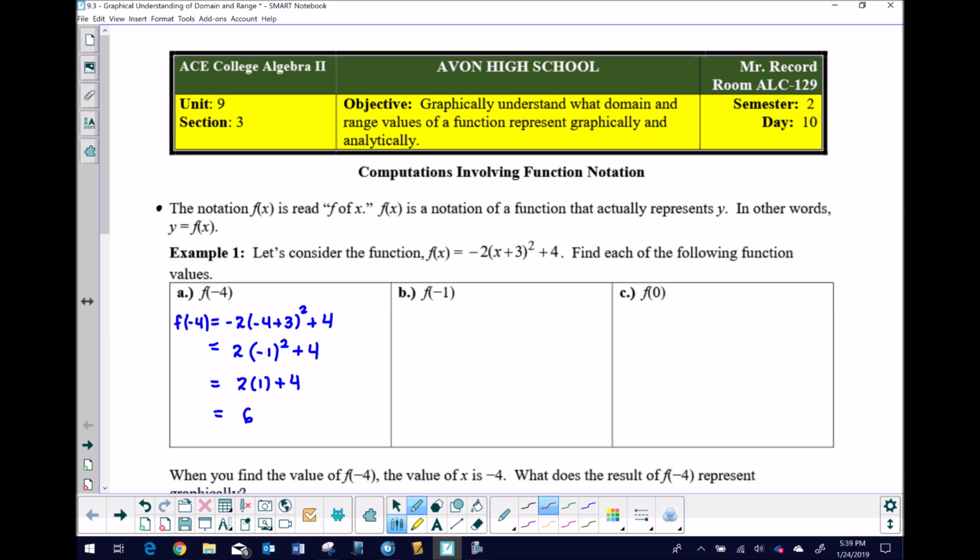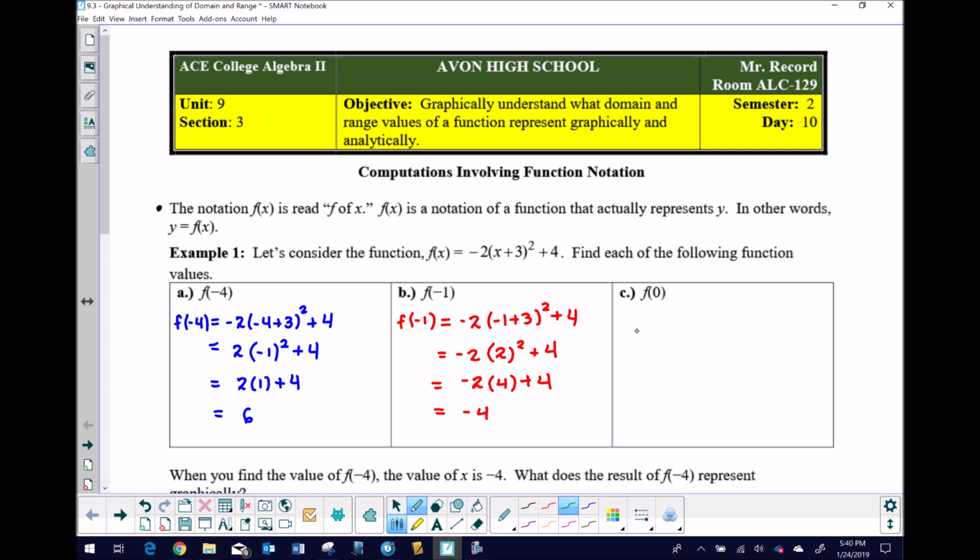So for example 1 part B, same idea, using really good function notation. I want to declare what it is that I'm doing: f of negative 1 in this case. We would take the negative 1, plug it in for the x, and then be very careful so as to not make some kind of mistake. Negative 1 plus 3 is positive 2. Positive 2 squared is positive 4. And then when we have negative 8 plus 4, that results in negative 4.